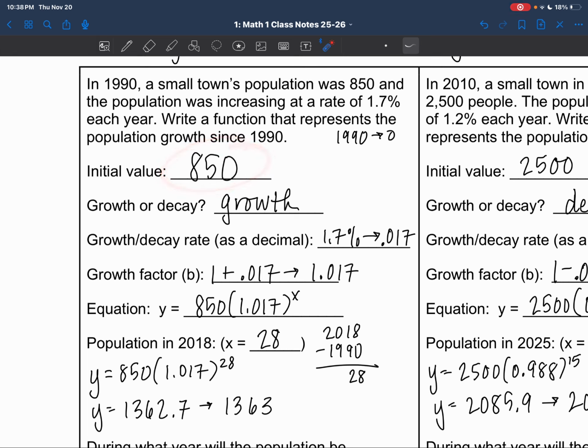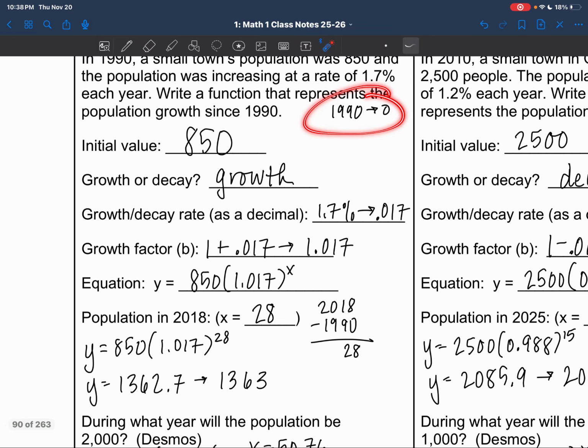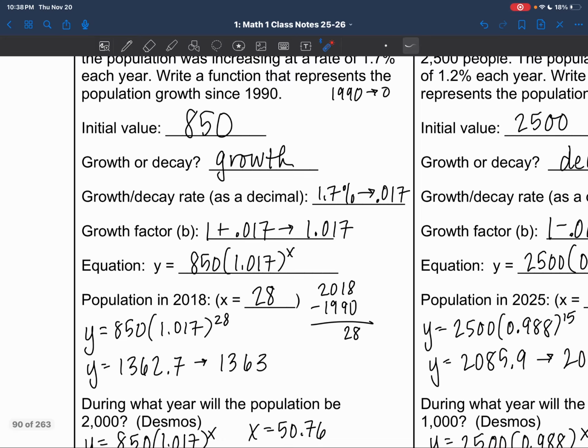So now put it all together. We need this, and we go 850 times this to the x power. So remember, 1990 is your starting point. So if you're looking for 2018, you have to take 2018 minus 1990, which is going to give you 28 years. So be careful with your starting point. And now we're just going to plug that in for x. You're going to get 1,362.7. So we're going to round up to the next whole person.